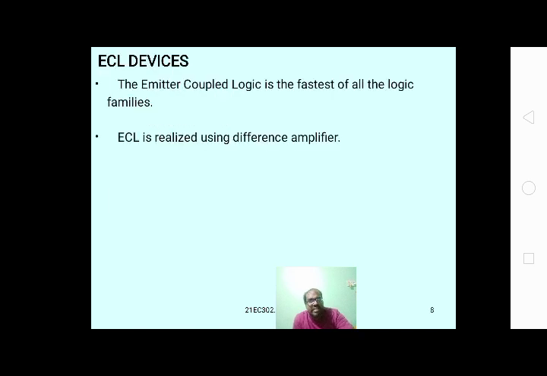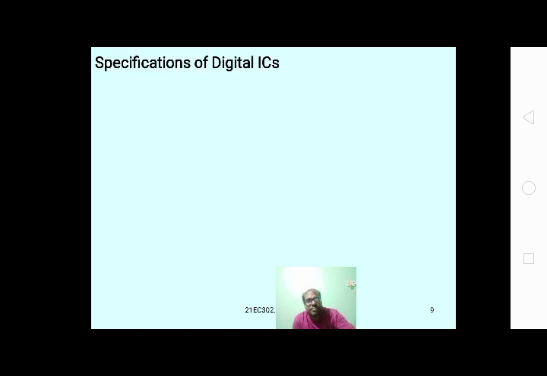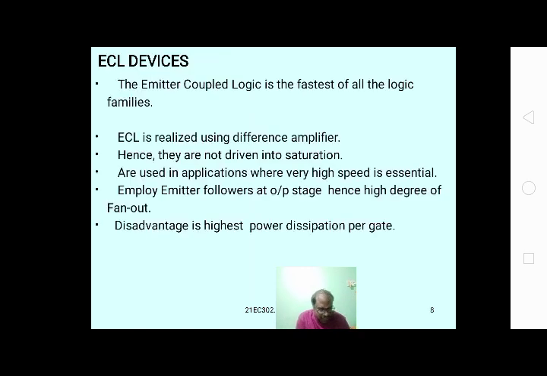Next, ECL devices, emitter coupled logic devices. The emitter coupled logic is the fastest of all the logic families. ECL stands for emitter coupled logic. It is the fastest of all the logic families.